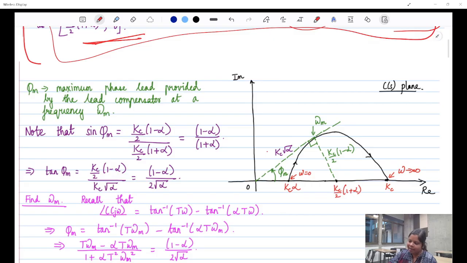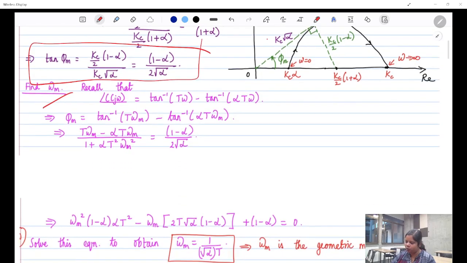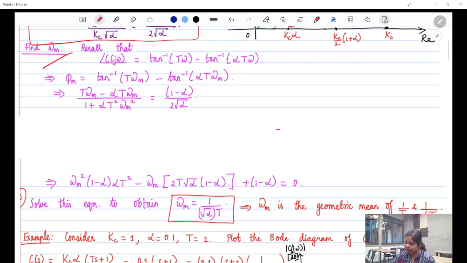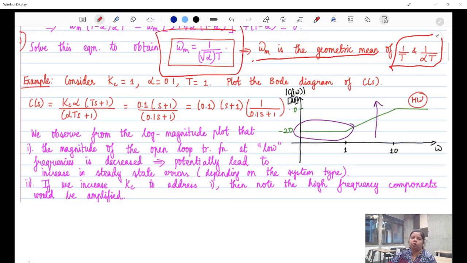All right. So phi m is the maximum phase lead provided by the lead compensator. That is what we want to do, and it is provided at some frequency omega m. From here you can find out tan phi m, and after this we want to find out omega m. For finding out omega m, this is the equation that we use. It comes from a proper derivation. I'm not going into the derivation, but the important thing is that omega m is the geometric mean of both the poles and zeros.